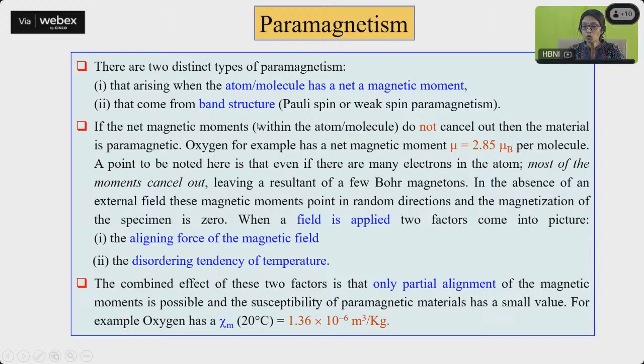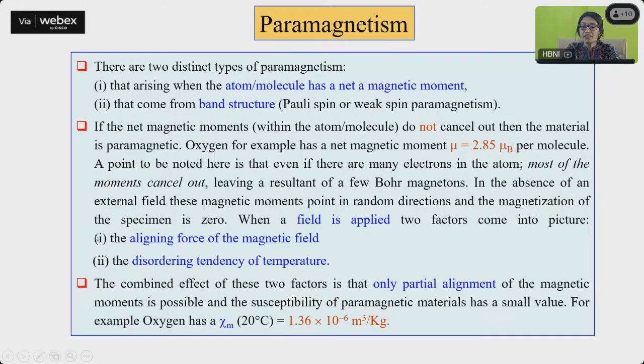If the net magnetic moments in the atom or molecule do not cancel each other out, then the material is paramagnetic. Oxygen, for example, has two unpaired electrons in two different levels, and that is the reason why it has a net magnetic moment. The electrons are not paired with each other. The moment they are paired, they are diamagnetic. The moment you get something unpaired, it becomes paramagnetic.